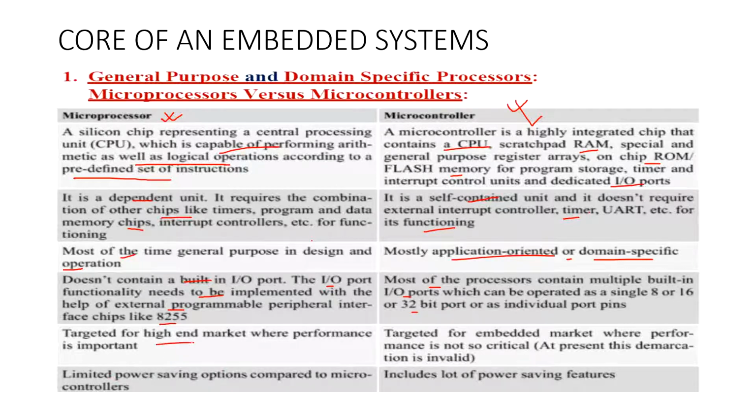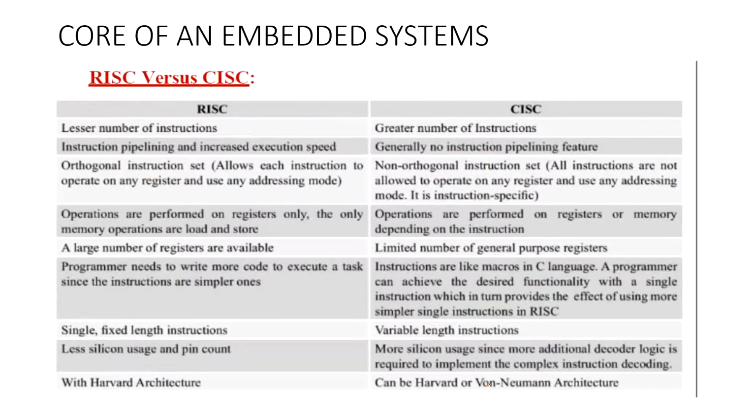Microprocessors are targeted for the high-end market where performance is important, whereas microcontrollers are targeted for the embedded market where performance is not so critical. Microprocessors have limited power saving options, whereas in microcontrollers lots of power saving options are available.